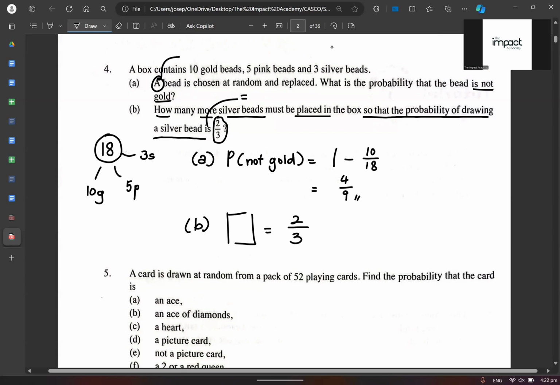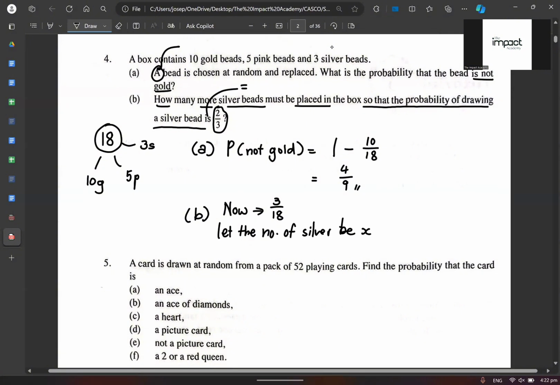How many more silver bits? How many silver bits do I have right now? 3 over 18. Maybe you want to write that down first. Currently, I have 3 over 18, right? How many more must I add? I don't know, so I'm going to let the number of silver bits be X. Am I making sense? When I do that, I will get 3 plus X over 18 plus X.